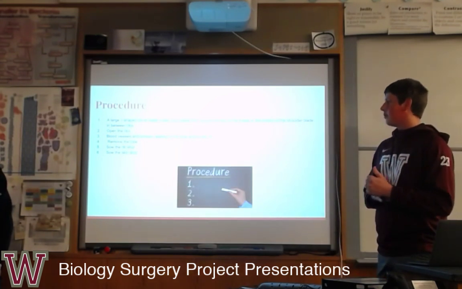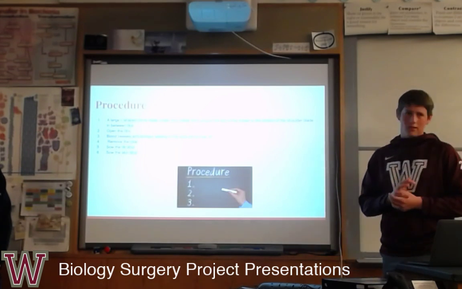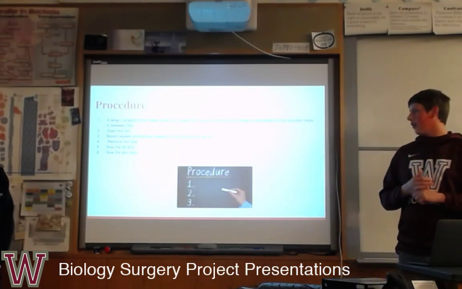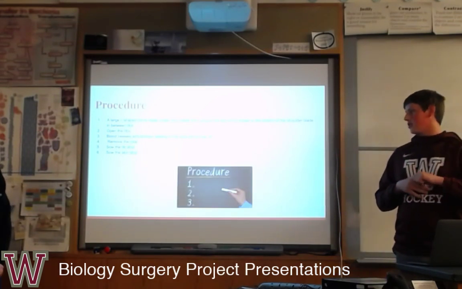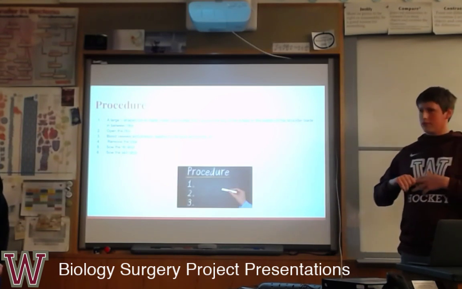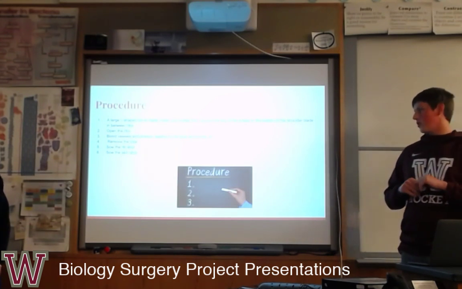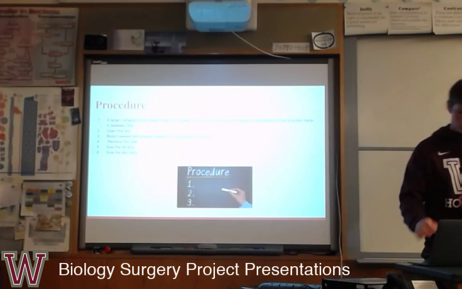Any blood vessels or airways that are leading to the lobe that you are removing will be tied off. The next step is to remove the lobe. Once you have removed the lobe, you can sew the ribs shut and then sew the skin shut. And the procedure is finished.